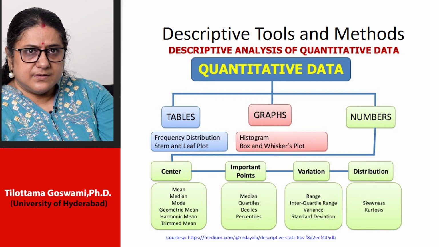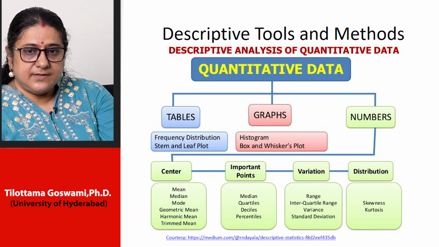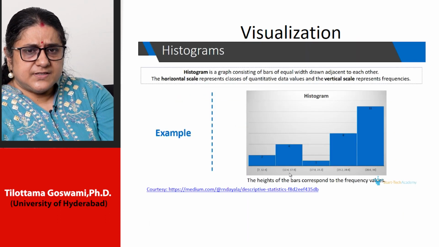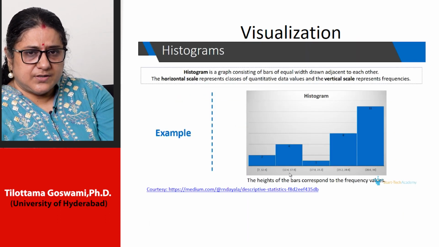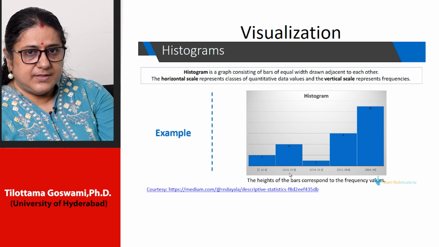A point which will be very important for understanding the quartiles, deciles, percentiles. Then there are variation measures like range, interquartile range, variance, standard deviation, and to know the distribution, skewness and kurtosis are used to understand the distribution. In the graphs, there are the histogram, box and whiskers plot, and a lot more. In tables, there are frequency distribution, and stem and leaf plot.